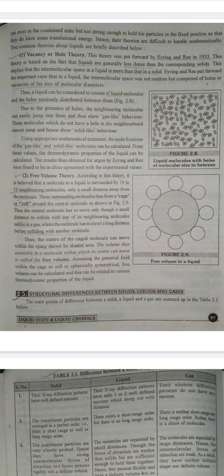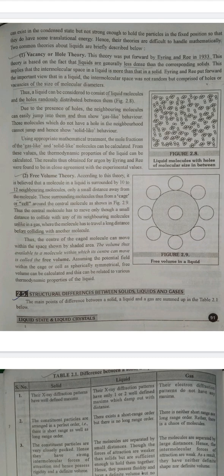Vacancy or hole theory. This theory was put forward by Eyring and Ree in 1933. This theory is based on the fact that liquids are generally less dense than the corresponding solids. This implies that the intermolecular space in a liquid is more than that in a solid. Eyring and Ree put forward the important view that in a liquid the intermolecular space is not random but comprises holes or vacancies of the size of molecular diameters. Thus, a liquid can be considered to consist of liquid molecules and holes randomly distributed between them.